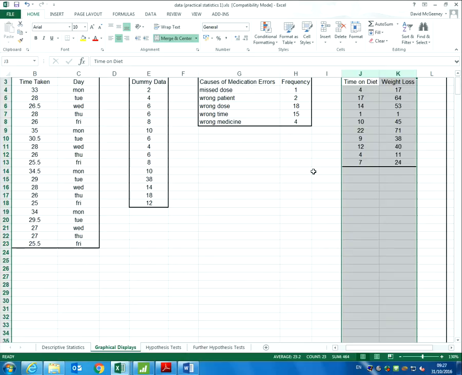Okay? 10 people, we've recorded time spent on a diet in months and weight loss in pounds. Okay, so just for the next minute, I'd like you to discuss in your pairs or groups a way to graphically visualize that data.